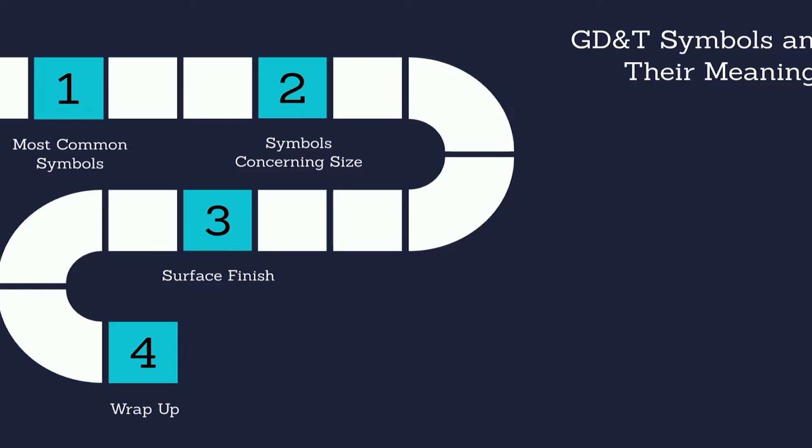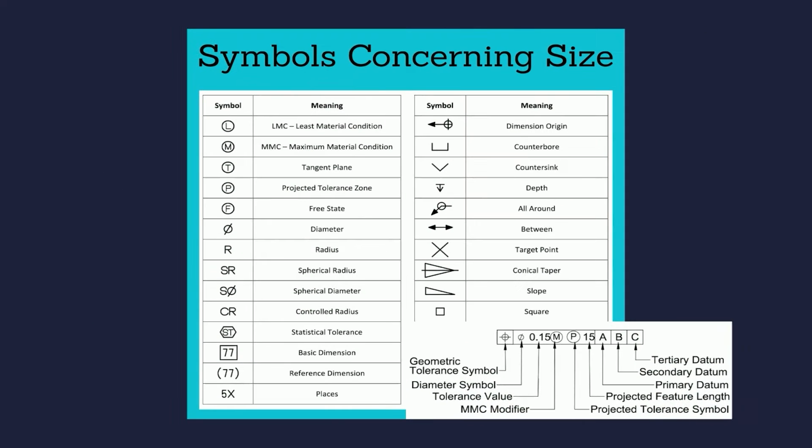Now, symbols concerning size are a little bit different. When it comes to symbols concerning size, this will be mainly your length, your diameters, and stuff like that. But these are where a lot of your modifiers come in. For example, you have least material condition and max material condition. With least material condition, your true position grows larger as the size of your hole gets smaller. And max material condition is the inverse. As your hole grows larger, your tolerance for true position also grows larger.